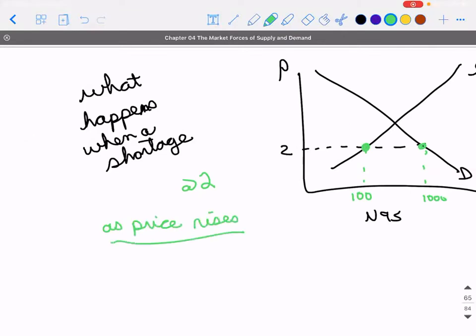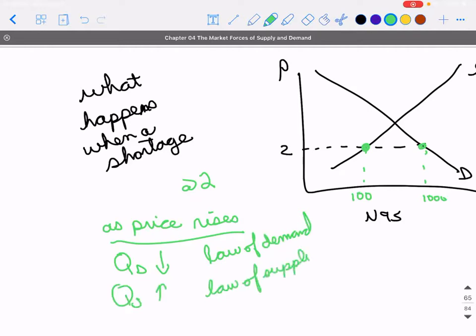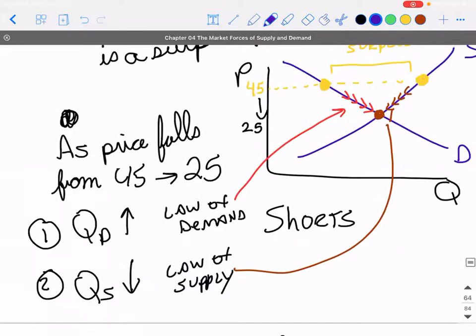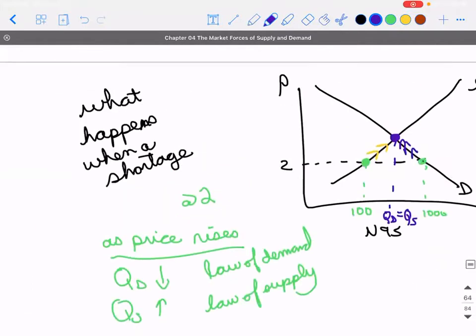As the price rises, again, quantity demanded falls. We know that from the law of demand. Quantity supplied rises from the law of supply. Until we move along the supply curve and we move along the demand curve until we get to that equilibrium. Where at that equilibrium, the QD equals the QS. Same over here, right? At that, the QD equals the QS. There's just as many buyers as sellers.